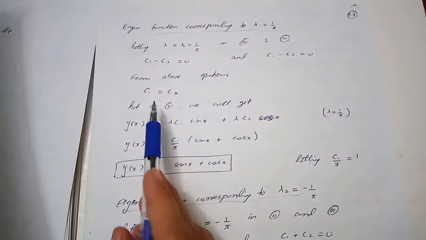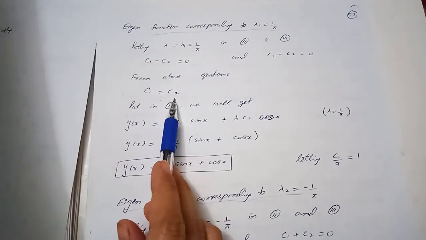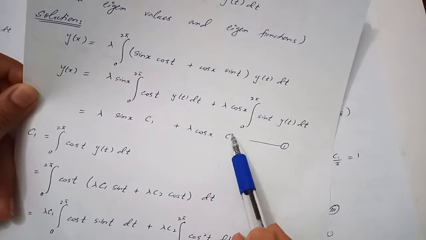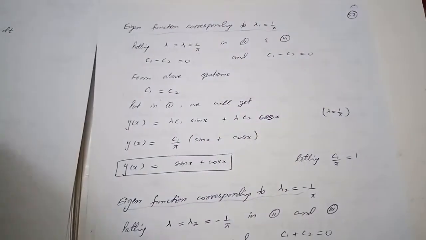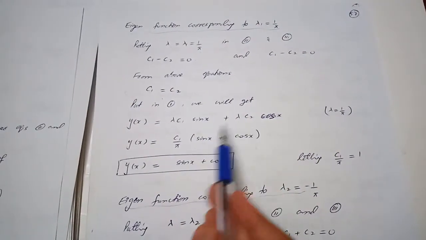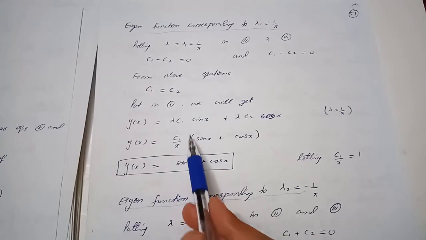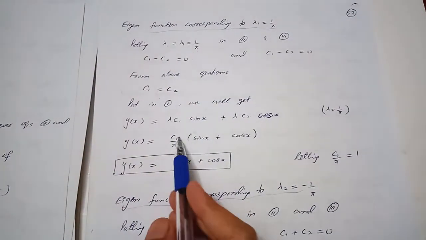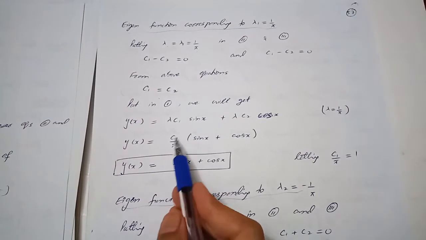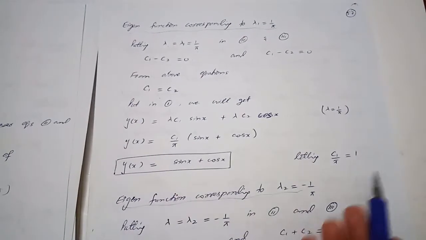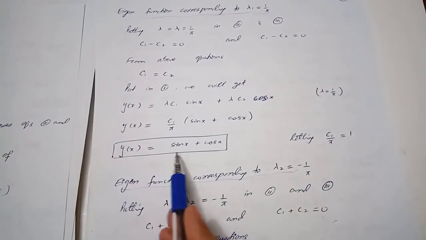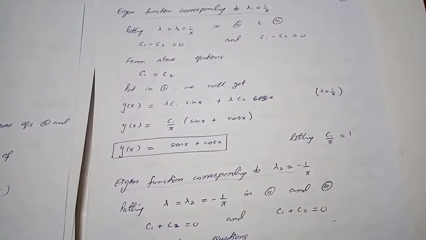Now you know that c1 equals c2, so in place of c2, plug in c1. Then I can take c1 common, and λ as well. λ is 1/π, so take it common. Now this is some constant, so I am taking it as equal to 1. So I got the eigenfunction y(x) = sin x + cos x.